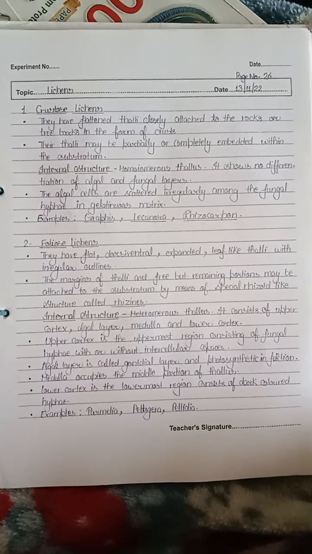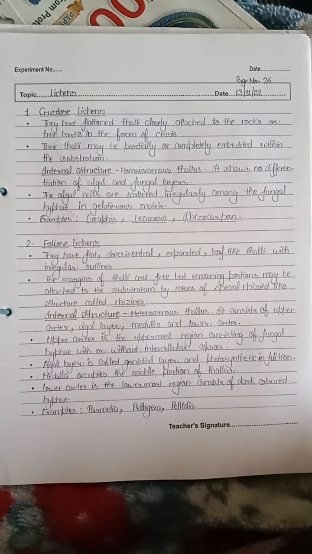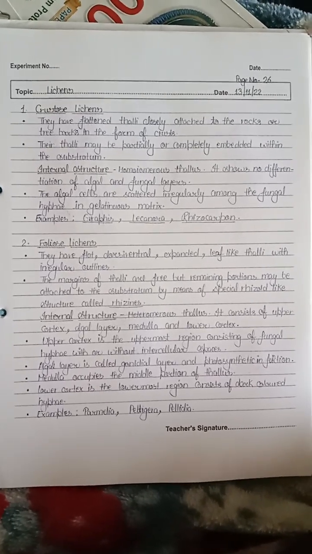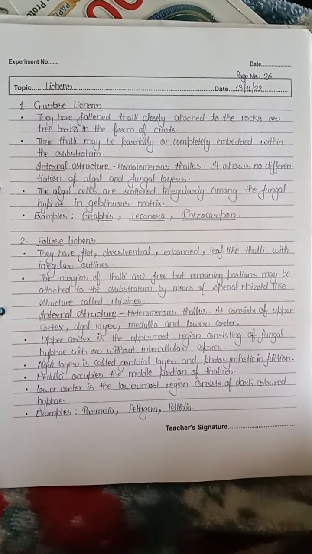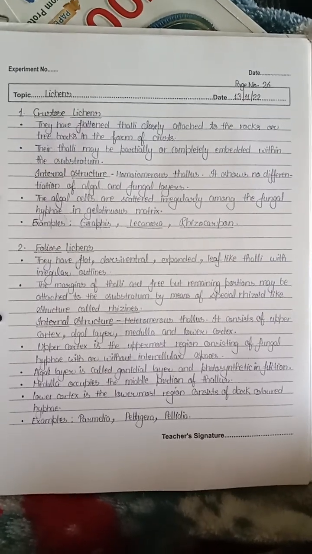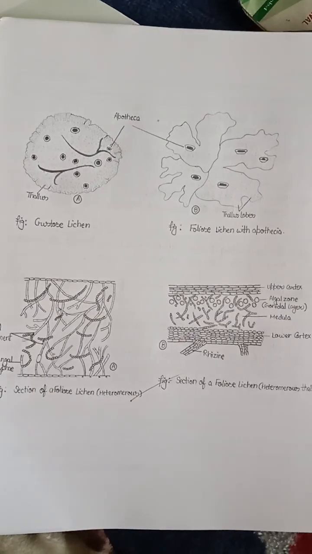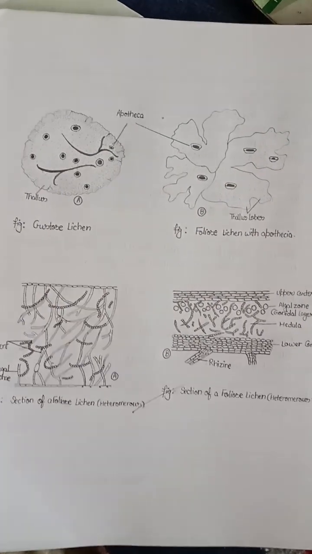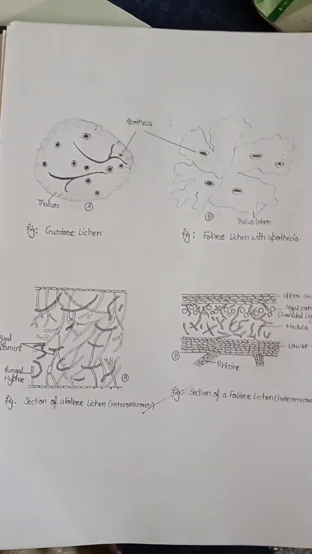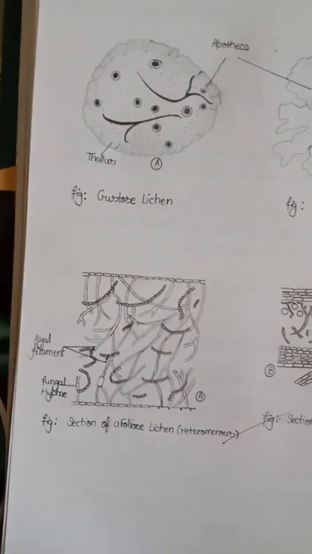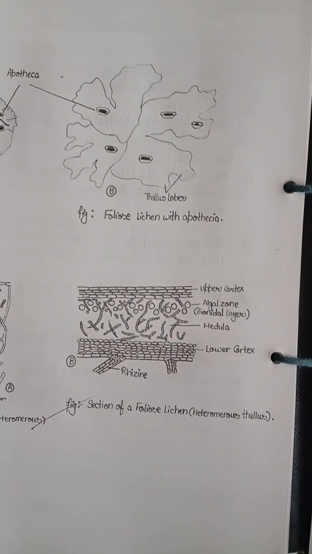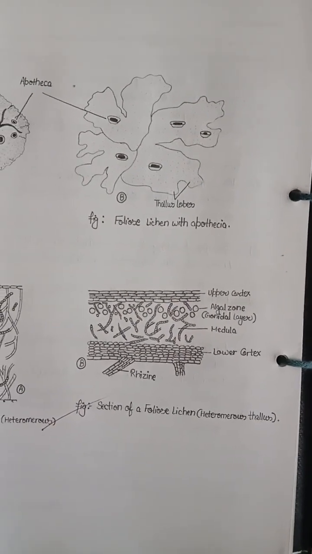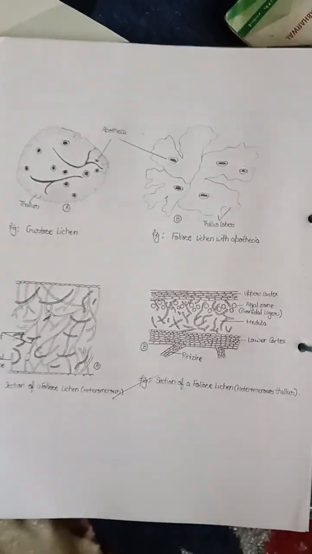Our next experiment is on lichen. Crustose lichen and internal structure. Then the second type of lichen is foliose lichen. Its internal structure is written. Here we have represented the diagrammatic view of crustose lichen and foliose lichen with apothecia. Section of foliose lichen, heteromerous thallus. Here the internal structure is represented very clearly.